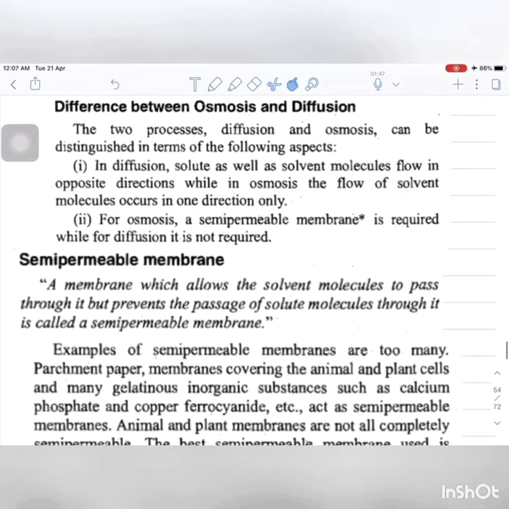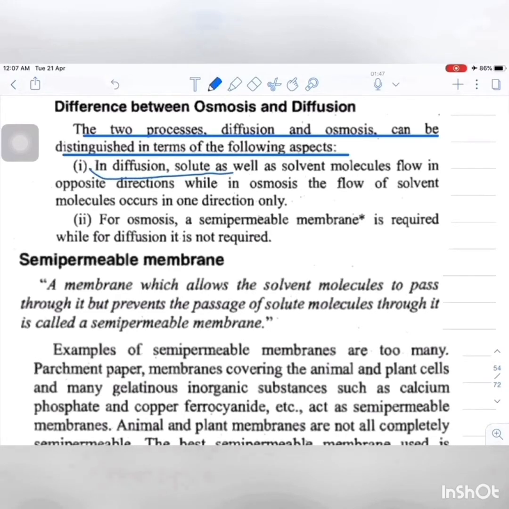Now we learn difference between osmosis and diffusion. The two processes, osmosis and diffusion, can be distinguished in terms of following aspects. In diffusion, solute as well as solvent molecules flow in opposite direction. In diffusion, solute and solvent both flow, while in osmosis, the flow of solvent molecules only occurs. Solute molecules do not flow in osmosis.